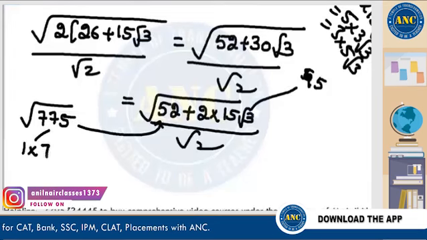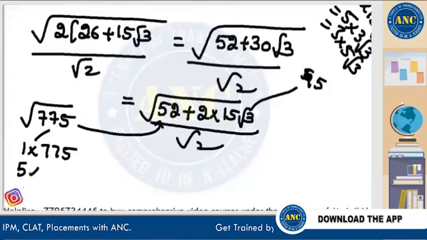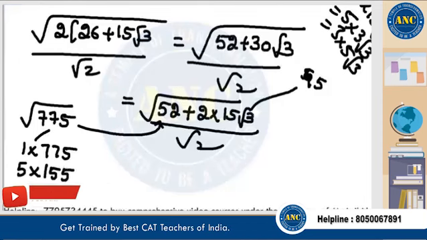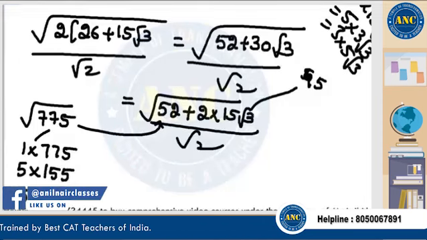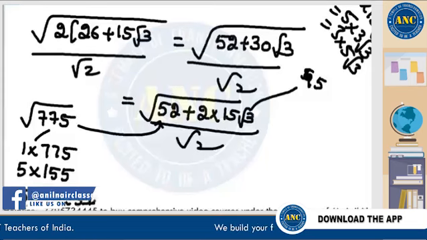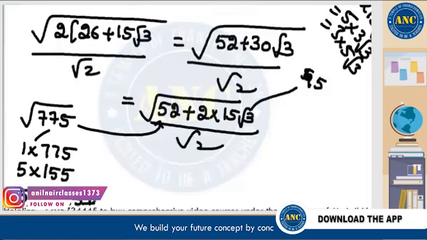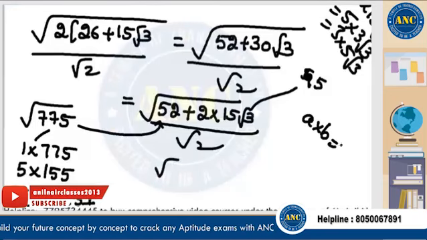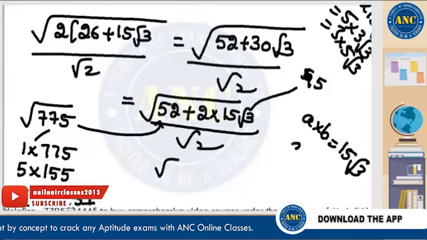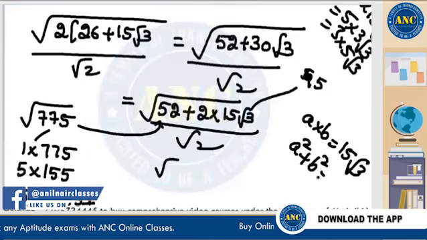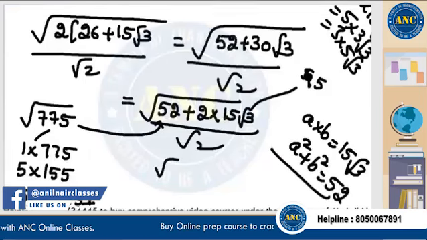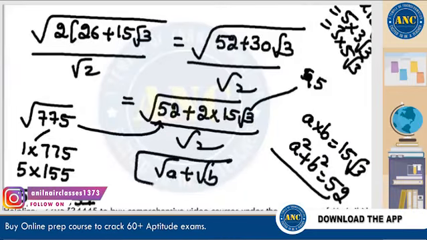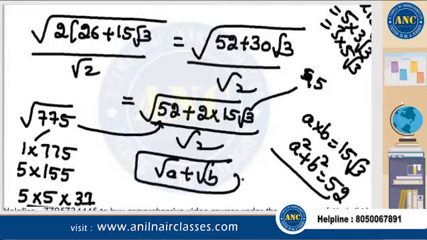Let us take 1 into 775. Not possible. 5 into 5. 15s are 75. 155. Not possible. 5 into 5 into 31. 25 plus 31. 56. Not possible. Take the factors in such a way that a into b is 15 root 3 and a square plus b square is 52. Please take the factors. If you are getting it, take the factors and write the answer as root a plus root b. Right? Root a plus root b.